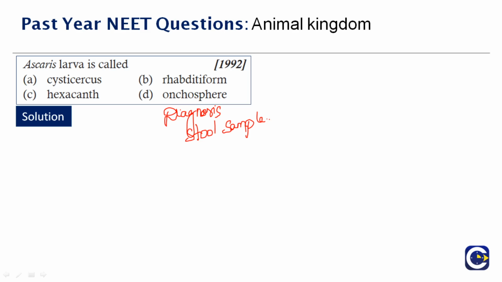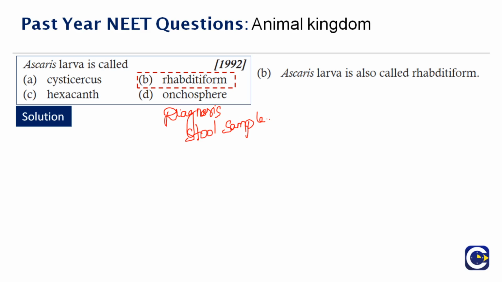So the Ascaris larva is called rhabditiform. So what is it called? Option B. It is called rhabditiform. Correct answer is option B.